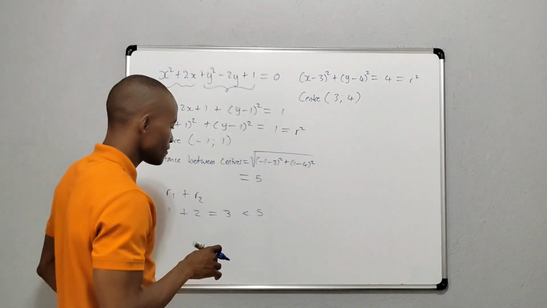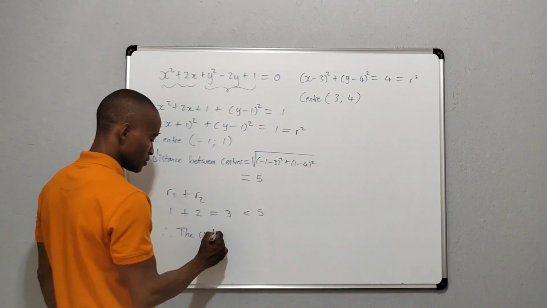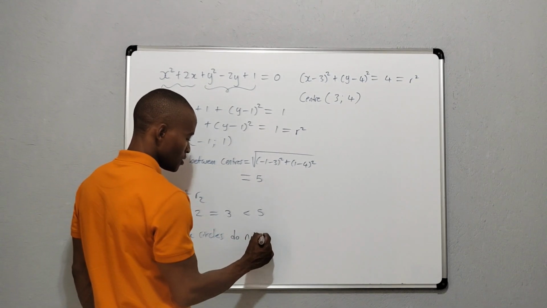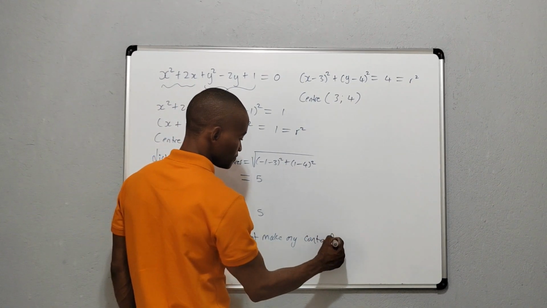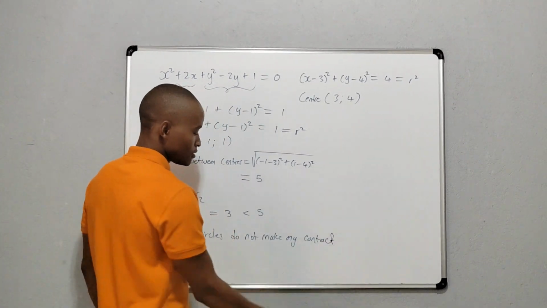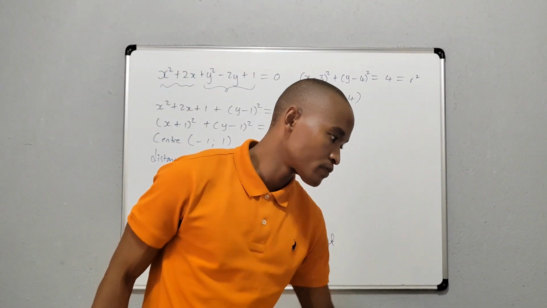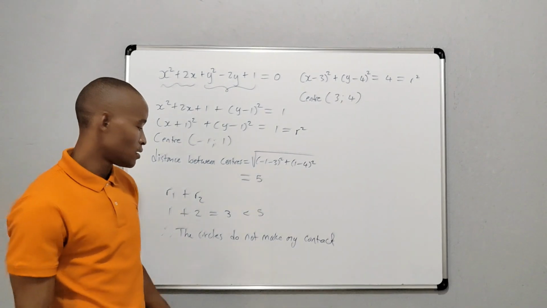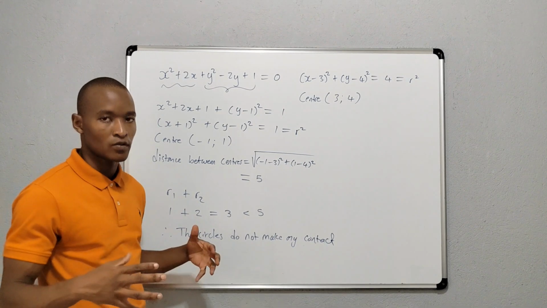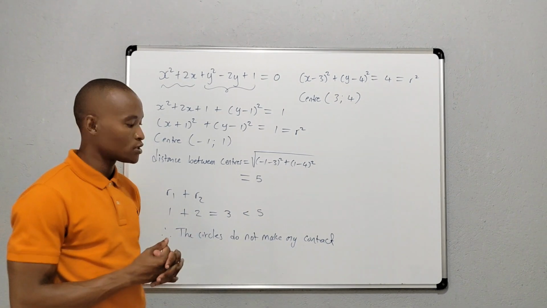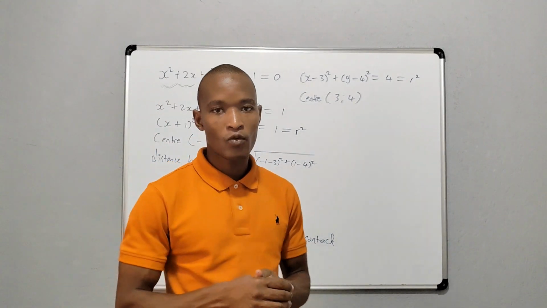All right, so therefore the circles do not make any contact. Okay, so that definitely answers the question, where we are saying that we support the teacher, where the claim is that the play areas of the two toddlers will never touch. So this takes care of part A of question 13.